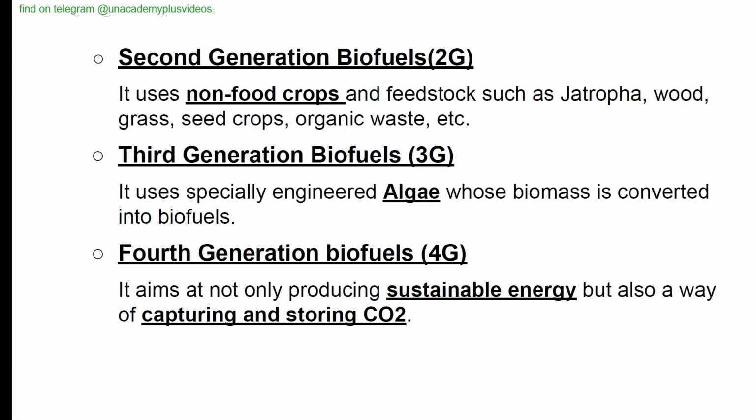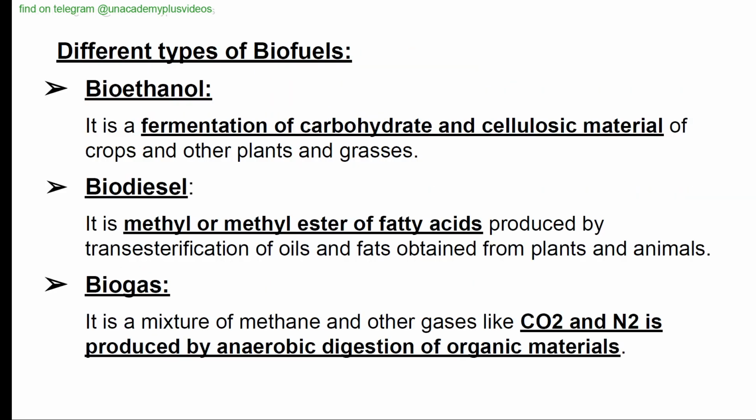Second generation biofuels use non-food crops and feedstock such as jatropha, wood, grass, seed crops, organic waste, etc. What are third generation biofuels? They use specially engineered algae. So first generation is food crop, second generation is non-food crop, and third generation is algae, whose biomass is converted into biofuels. Fourth generation aims at not only producing sustainable energy but also capturing and storing carbon dioxide. Such biofuels are called fourth generation biofuels.